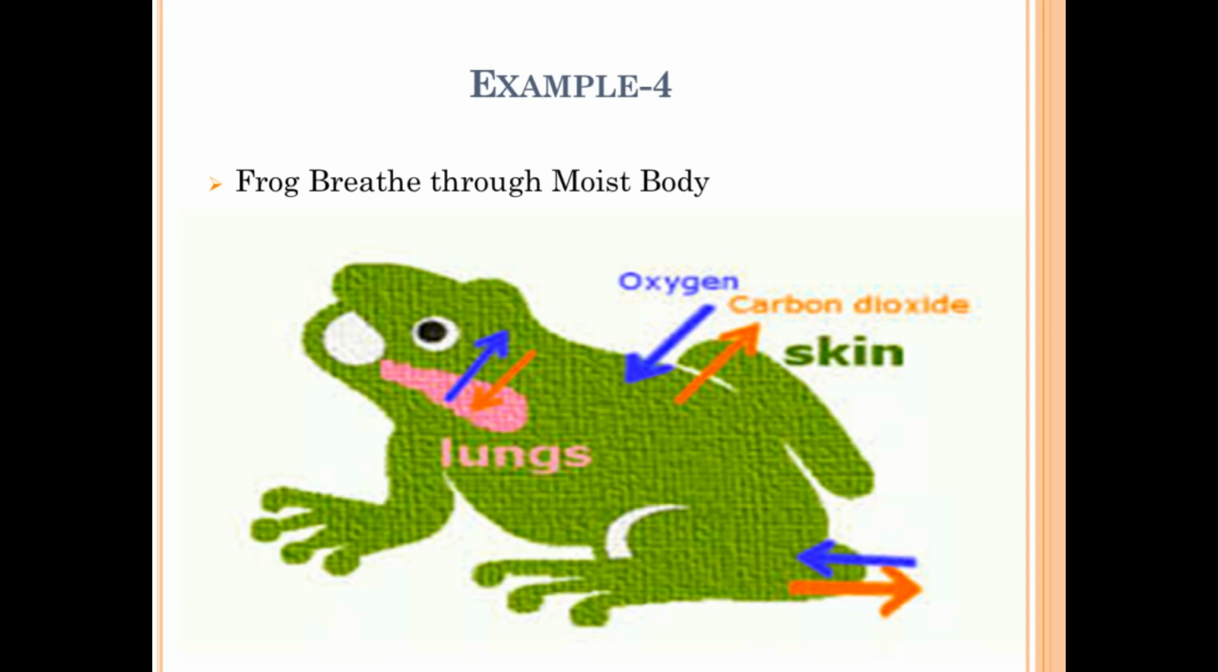The fourth example is of frog. Frogs breathe through their moist body. This is the body of the frog which is already moist. It takes in the oxygen through this moist body and exhales carbon dioxide through their skin. When oxygen enters through the skin, it goes to the lungs, and after breath, carbon dioxide that is produced is exhaled through the skin. This is the special example of frog.